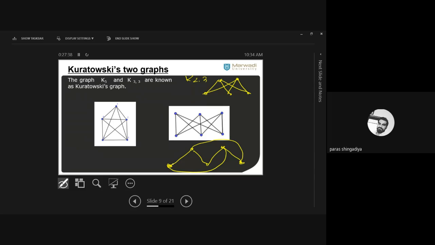And after K33, you can consider K44, K55, K46, K45, which have greater than 9 edges. A graph with greater than 9 edges in a complete bipartite graph will be non-planar. And a complete bipartite graph containing less than 9 edges, you can also modify into a planar form. Is it clear why we consider these two graphs only?